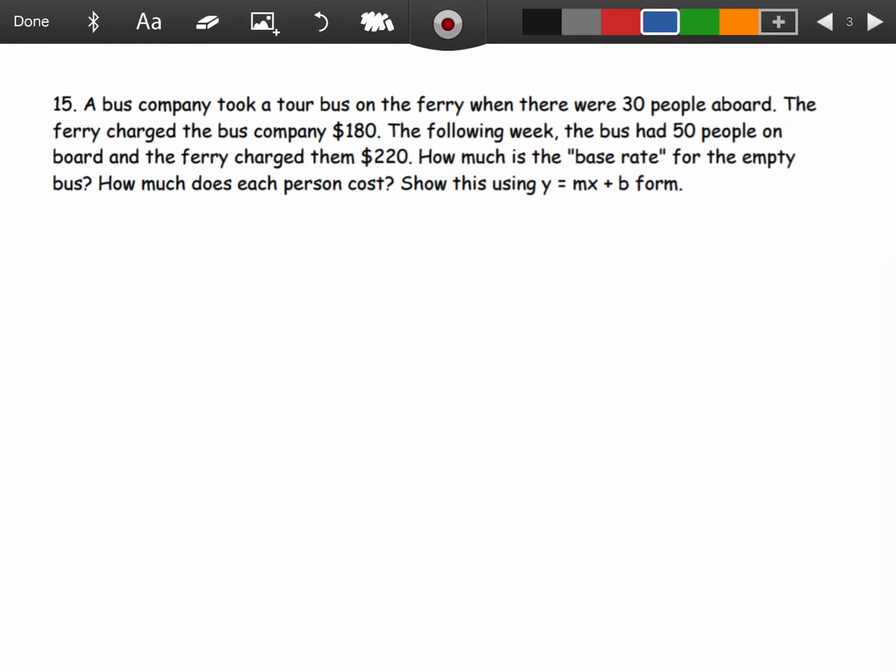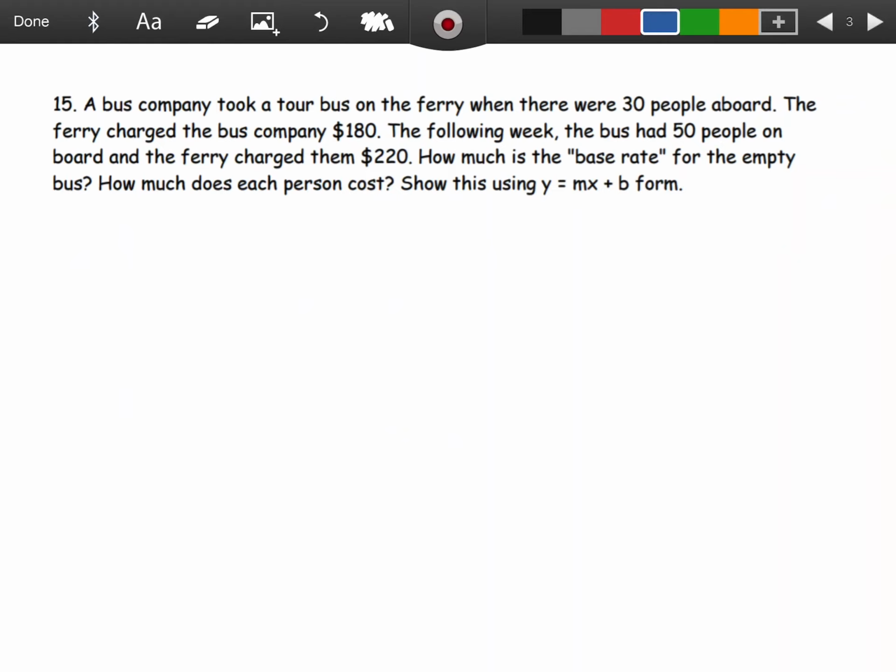All right, this next question. A bus company took a tour bus on the ferry when there were 30 people aboard. The ferry charged the bus company $180. The following week, the bus had 50 people on board, and the ferry charged them $220. And then it asks us a couple of questions.